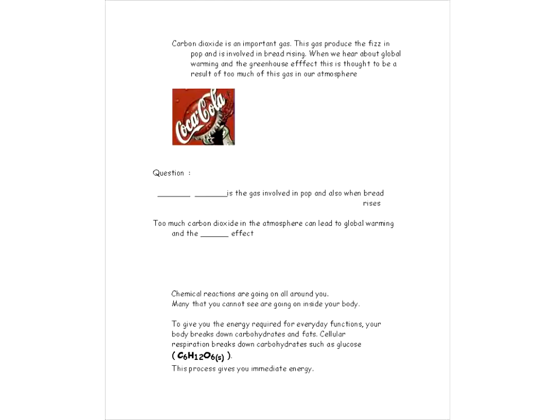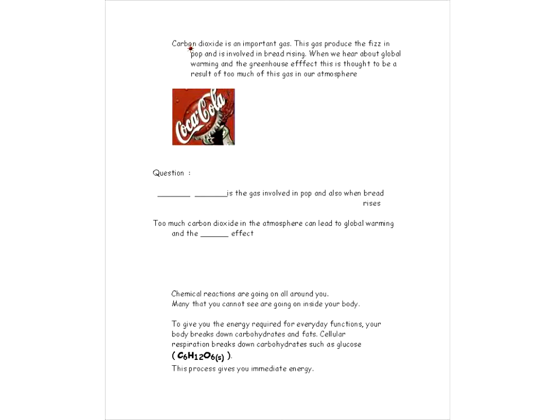Alright, on to the next page. We see we've got the picture of Coke here. I don't know if you guys prefer Coke or Pepsi. I probably prefer Pepsi a little bit, but pretty much the same. What's the main ingredient that produces the fizz in Coke or Pepsi? Well, that's carbon dioxide. Carbon dioxide is a really important gas. It produces the fizz and pop. It also causes breads to rise.